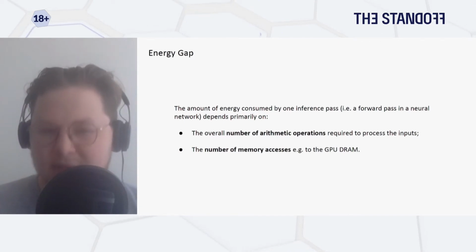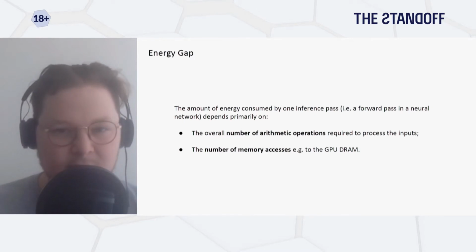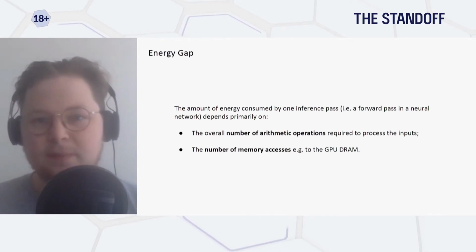So why is it that there exists an energy gap if everything is constant? Can we go next, please?